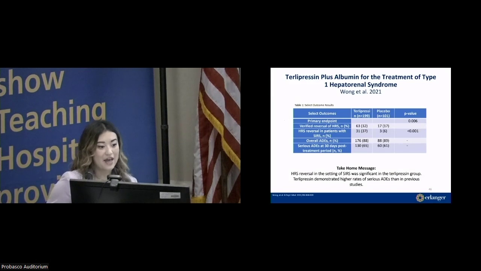First, we're going to look at the primary endpoint, which is HRS reversal in these patients. As you can see, there was a difference between terlipressin and placebo. Overall side effects were first noted to be inclusive of dyspnea and respiratory failure in this trial, when these rates were significantly higher compared to other trials examining terlipressin. The take-home message for this trial was that HRS reversal in the setting of SIRS was significant in the terlipressin group and demonstrated higher rates of serious side effects than observed in previous studies.